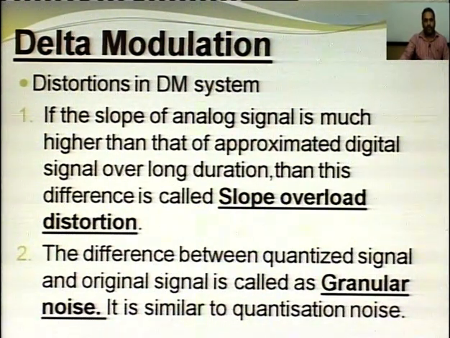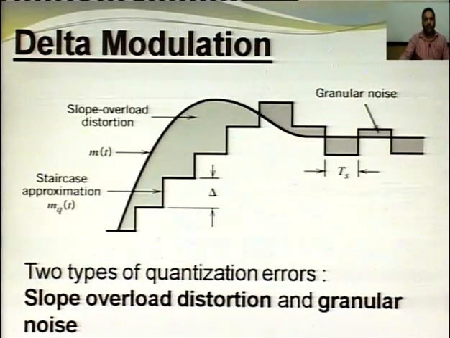If the slope of the analog signal is much higher than that of the approximated digital signal, then the distortion that occurs is slope overload distortion. The second type is granular noise, which is the difference between the quantized signal and the original signal. This is shown with the help of diagrams: the two types of quantization errors, slope overload distortion and granular noise, are shown in this diagram.